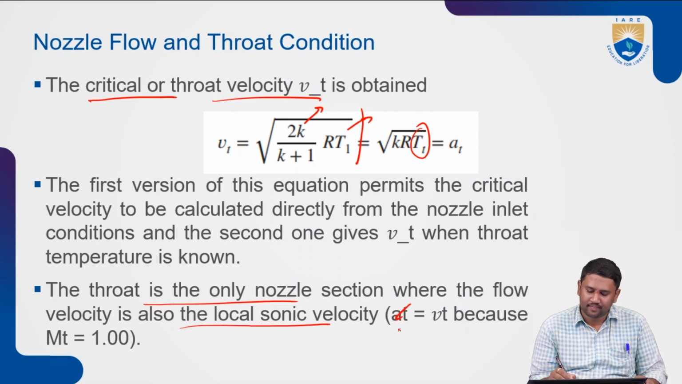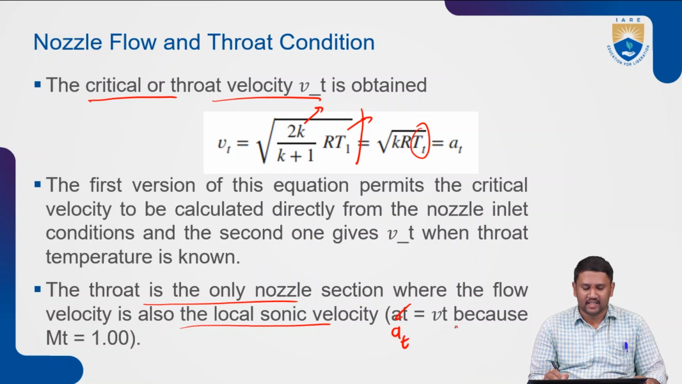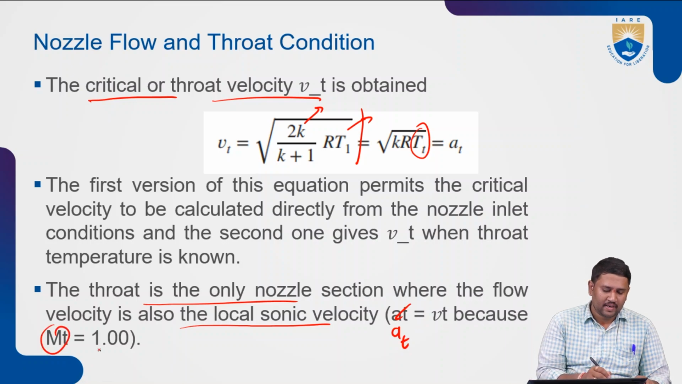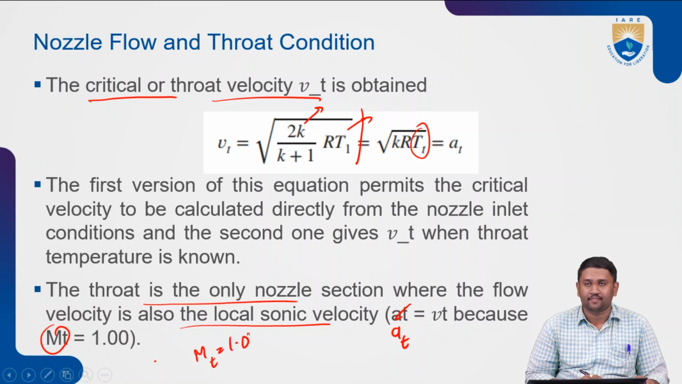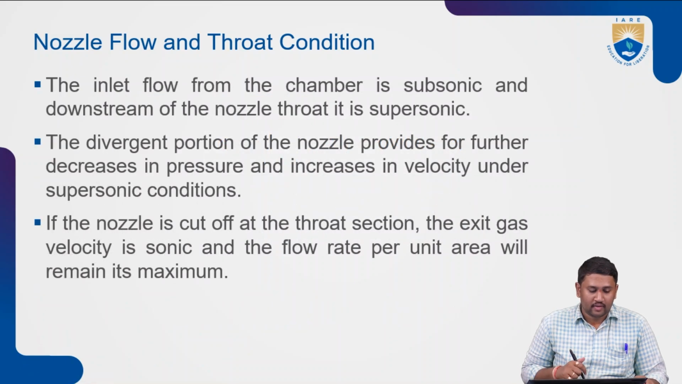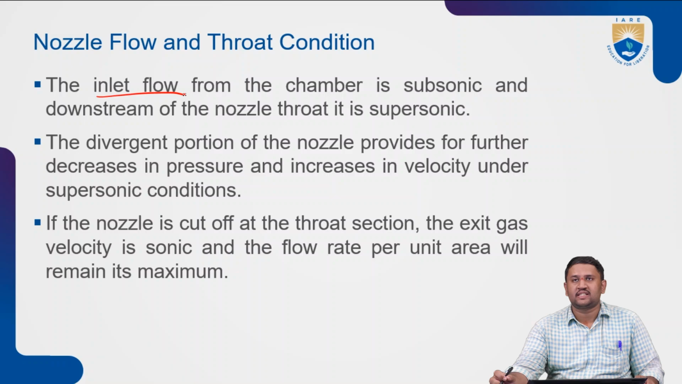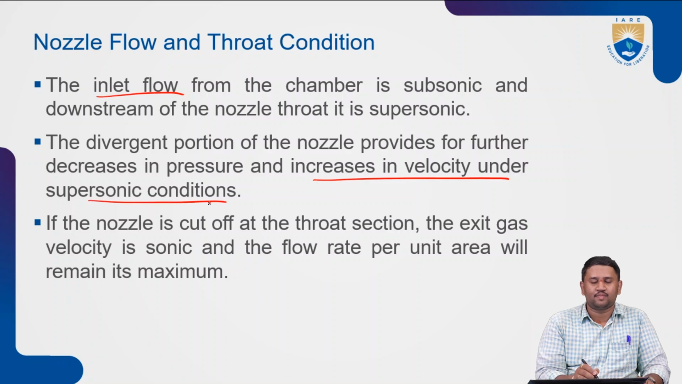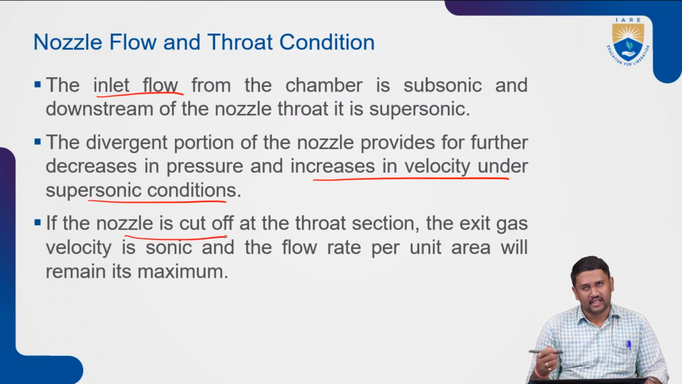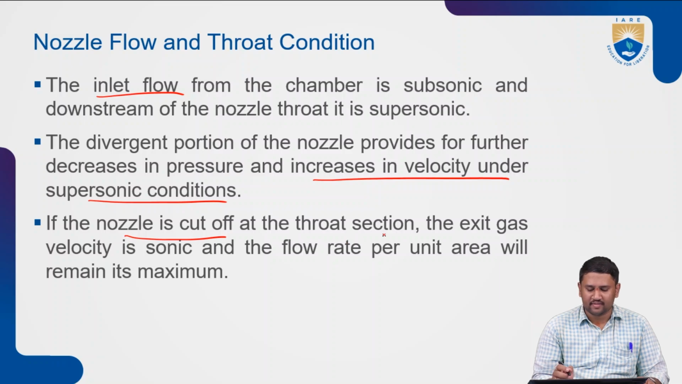Let me just rewrite. At, the throat area, equals Vt, because the Mach number at the throat is 1, right? Now, the inlet flow from the chamber is subsonic, whereas downstream of the nozzle throat it is supersonic. The divergent portion of the nozzle provides a further decrease in pressure as well as an increase in velocity under supersonic conditions.